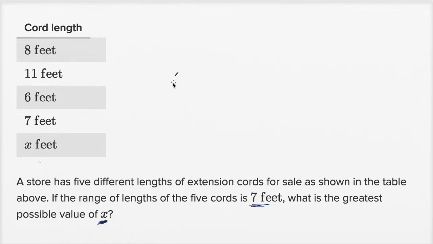So let's see, the lowest one is 6 feet, and then we have a 7-foot cord, then we have an 8-foot cord, and then we have an 11-foot cord. And then we have the x-foot cord, but let's not think about that one just yet. So if these were just the 4 types of cords, the range here would be the high minus the low. It would be 11 minus 6, which is equal to 5.